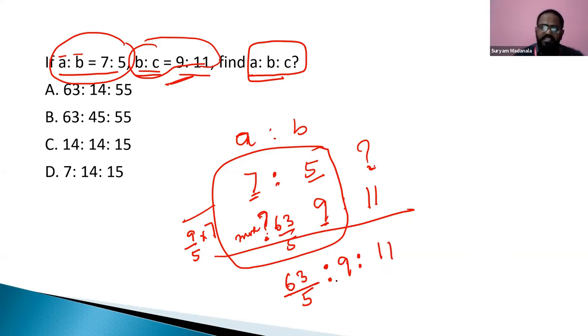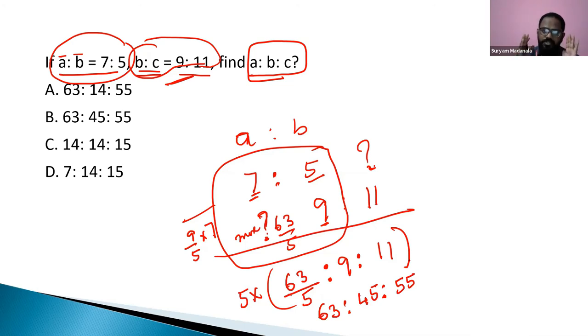63/5 is to 9 is to 11. But have they given us the ratio in fractions? No. They have given the ratio in integral values. So I convert this ratio into integral by multiplying it with 5. Very good, Chetri. So I finally get 63:45:55. I will not erase the explanation, because if you have any doubt, we will come back to this. Don't worry.